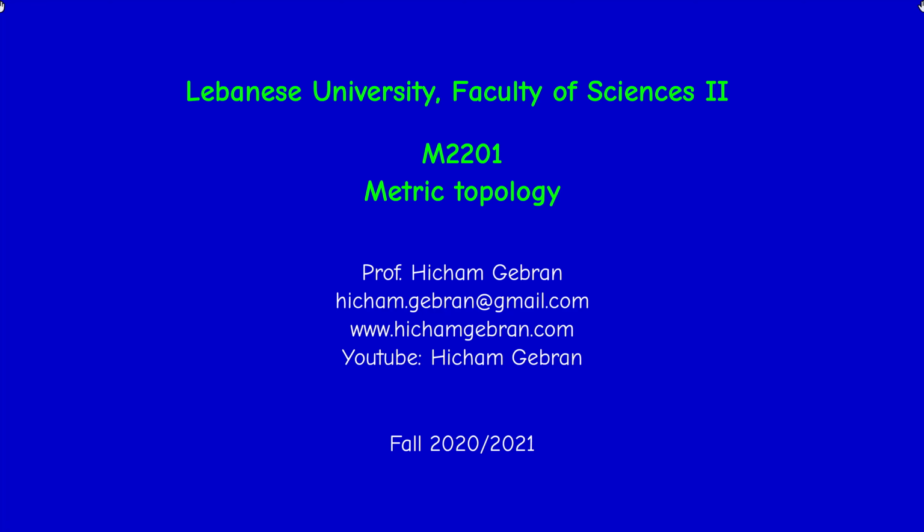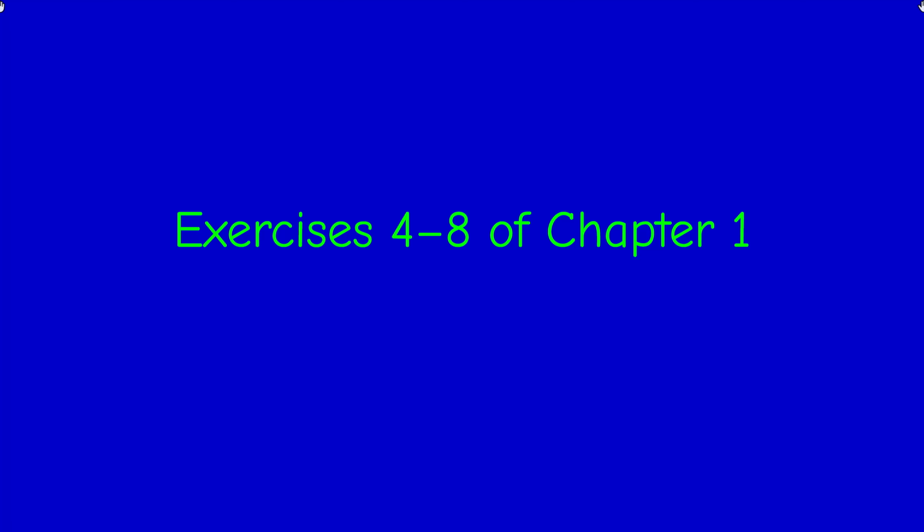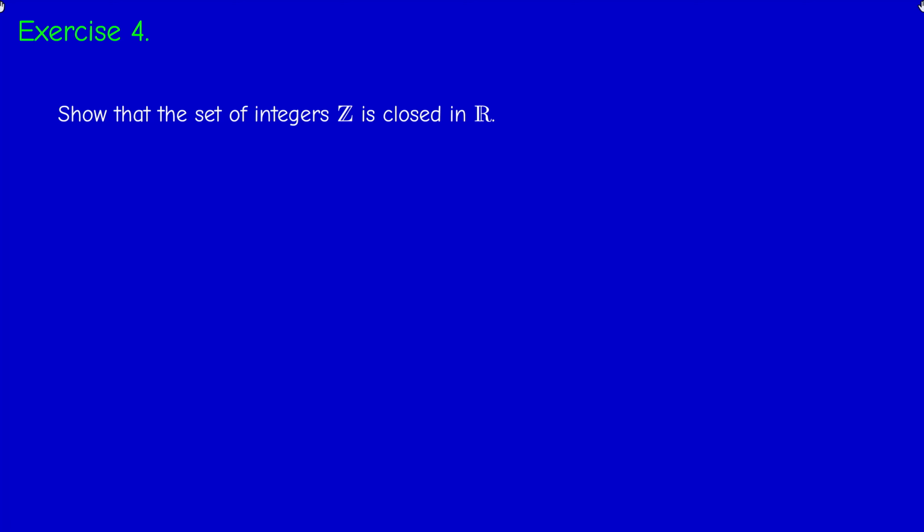Welcome back. In this video, we are going to solve exercises 4 to 8 of chapter 1, and they constitute a review of the topology of the real line, and we encountered some of them last semester. So it's always good to refresh, maybe because now you can revisit them in a new light. So first exercise, you have to show that the set of integers is closed in the real line. When I say nothing, once again, it means that we equip R with the usual distance.